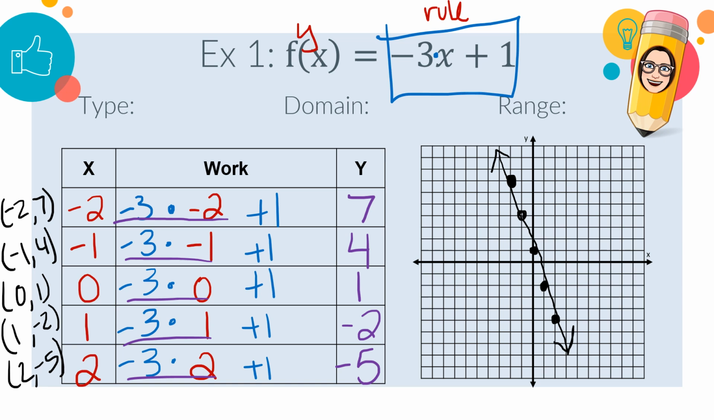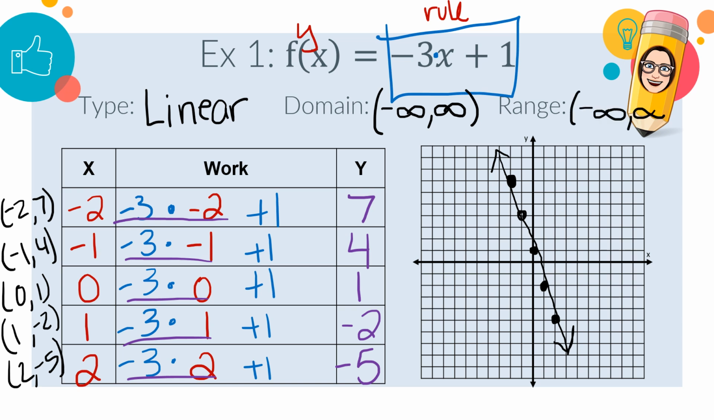So in this case, because all we had was some multiplying and adding, this is called a linear function because it made a line. Now domain and range, my line goes forever to the left in the negative direction and forever to the right. If you need help with domain and range, please see that video. Range is bottom to top, where our graph goes forever down and forever up.